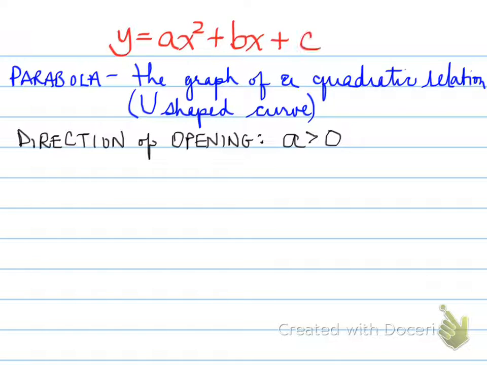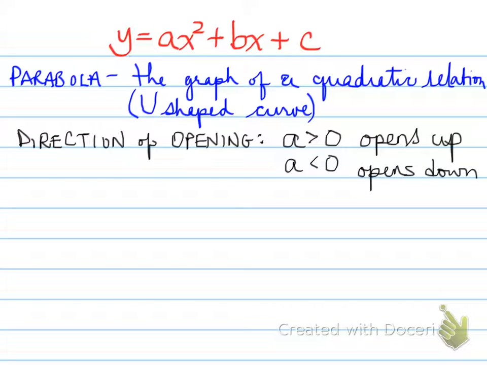So again, we're looking at the standard equation of a parabola. Here it is. We're looking at the a value. If the a value is positive, that means greater than 0, any positive number, you're guaranteed that the parabola opens up. Next, if you have a value less than 0, you're guaranteeing that the parabola opens down.